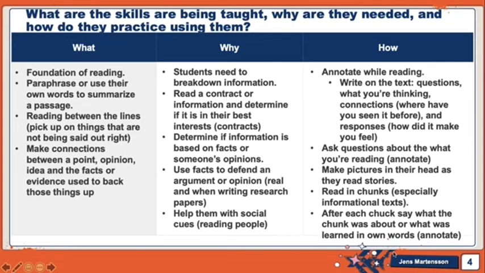They read in chunks, especially informational text. 9 times out of 10, whenever they have an article, they should number their paragraphs so that'll help them read in chunks. After each chunk, say what the chunk was about or what was learned in their own words. That's also considered annotations.